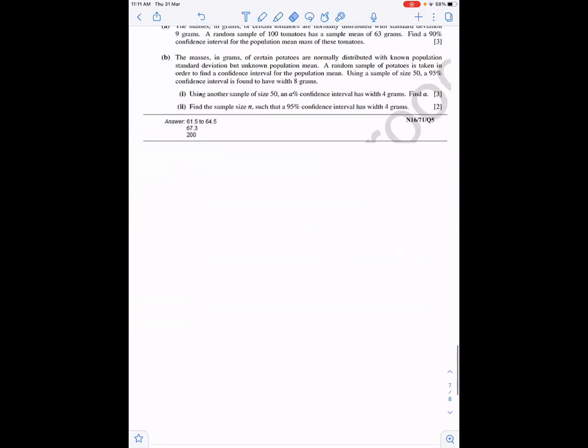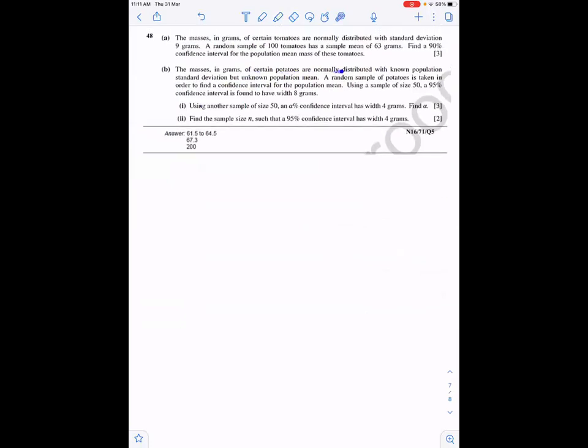The B part. It says the masses in grams of certain potatoes are normally distributed with known population standard deviation but unknown population mean. A random sample of potatoes is taken in order to find the confidence interval for the population. Using a sample of size 50, a 95% confidence interval is found to have a width of 8 grams. Using another sample of size 50, an alpha percentage confidence interval has width 4 grams.